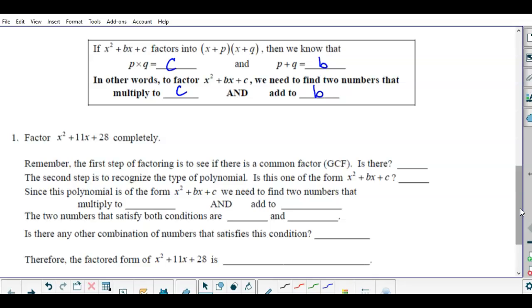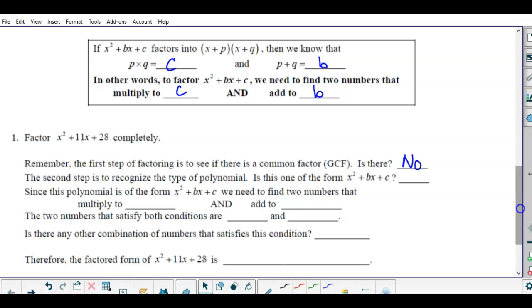Okay, so here's a new question. x squared plus 11x plus 28. Factor it. First thing, you always want to look for a greatest common factor. Is there a number or a variable that goes into every term? Okay, well, coefficient is 1, so there's nothing that goes in. You don't include 1. And there's not an x in all of them. So, is there a greatest common factor?